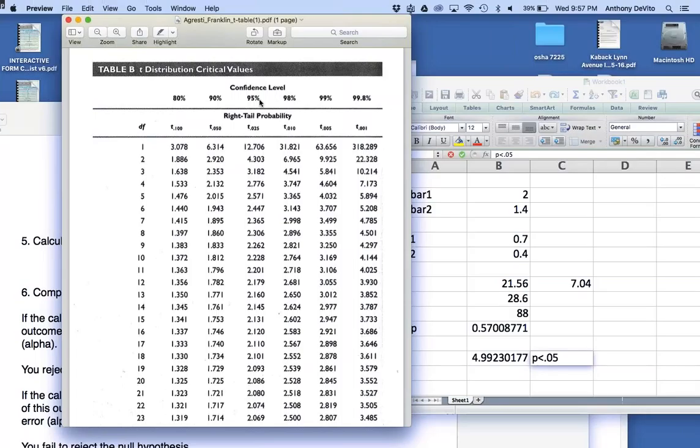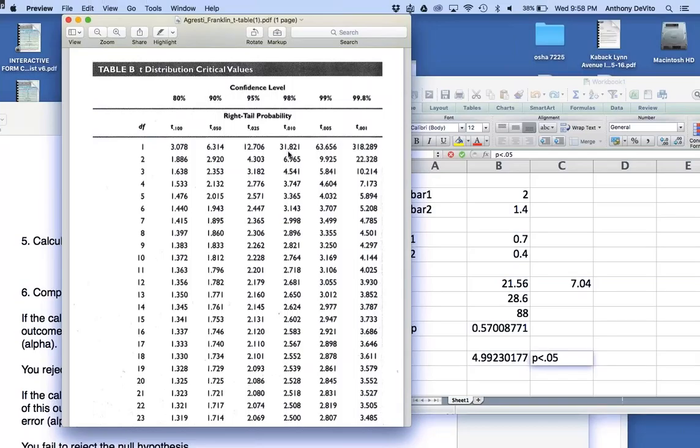If my alpha is equal to 0.01, that would be equivalent to saying I want to be 99% sure that I'm right when I reject the null hypothesis, or I'm only willing to accept a 1% chance of being wrong. So an alpha error of 1% corresponds to a confidence level of 99%, and an alpha error of 5% is a confidence level of 95%. And if I was willing to accept a 10% chance of being wrong, alpha is equal to 10%, then my confidence level would be 90%.